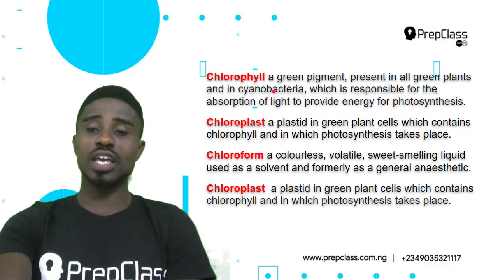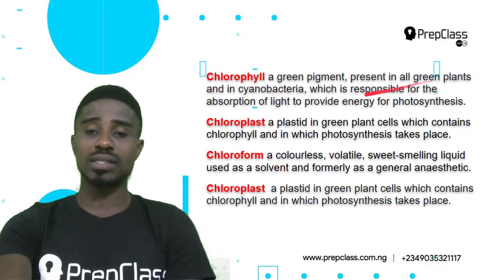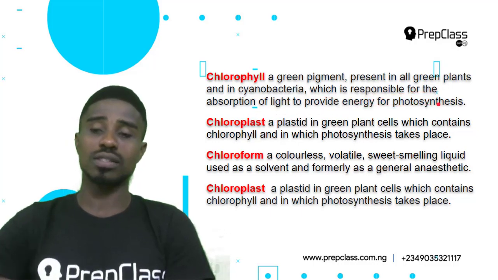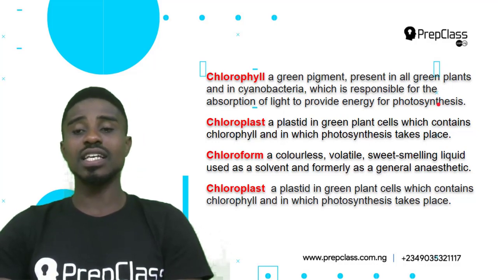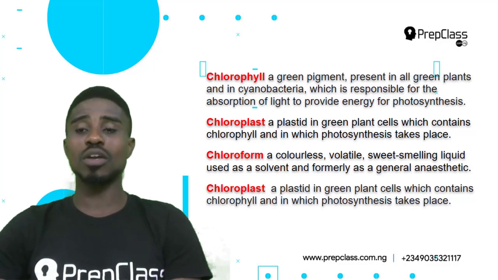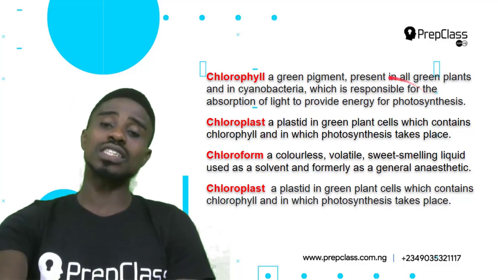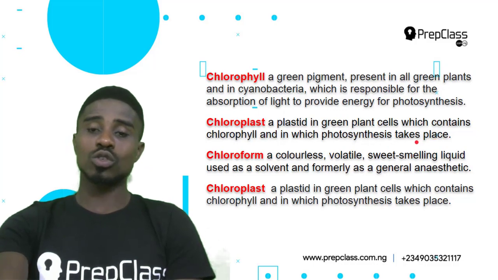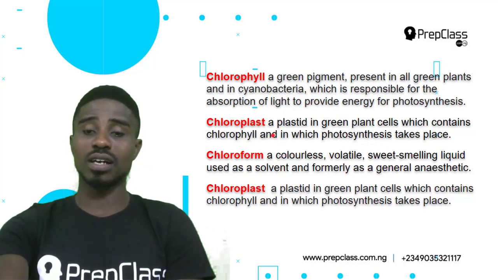So chlorophyll, a green pigment present in all green plants and in cyanobacteria, which is responsible for the absorption of light to provide energy for photosynthesis. So chlorophyll is the green pigment in plants, which helps to carry out photosynthesis. Chloroplast, a plastid in green plant cells, which contains chlorophyll, in which photosynthesis takes place. So chloroplast contains chlorophyll, where photosynthesis takes place. So chloroplast is not our correct answer.